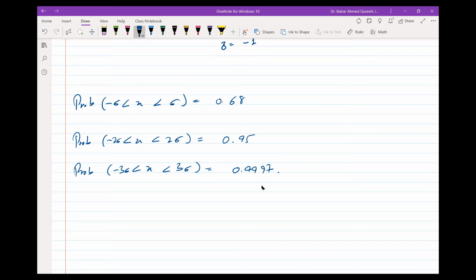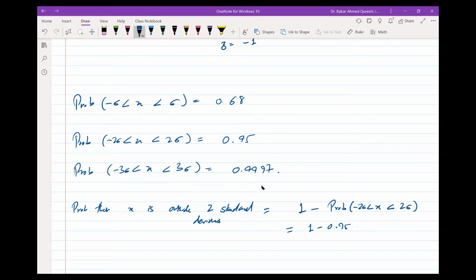And if you want to ask the question that x is not between, let's say, the probability that x is outside 2 standard deviations, that would be just 1 minus this probability. So it's 1 minus 0.95, only a 5% chance that you will land outside the 2 standard deviations.